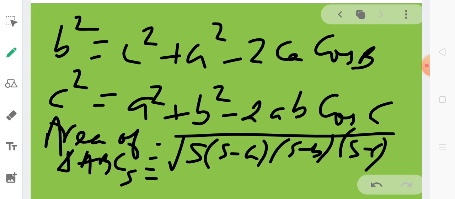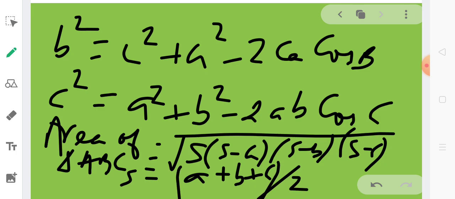So this can be written for the different expressions for a triangle. This is nothing but Hero's formula. Actually, this you have already studied in your junior classes. s is a plus b plus c by 2. So these are a couple of topics that we need to understand in trigonometry.